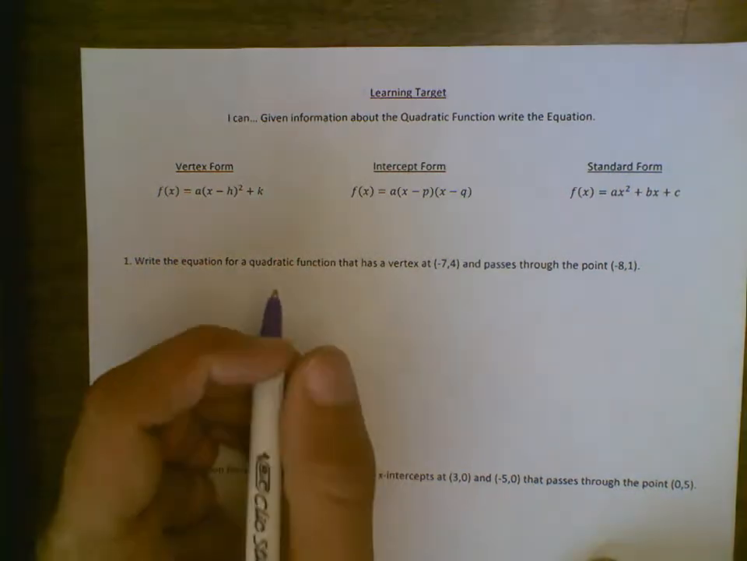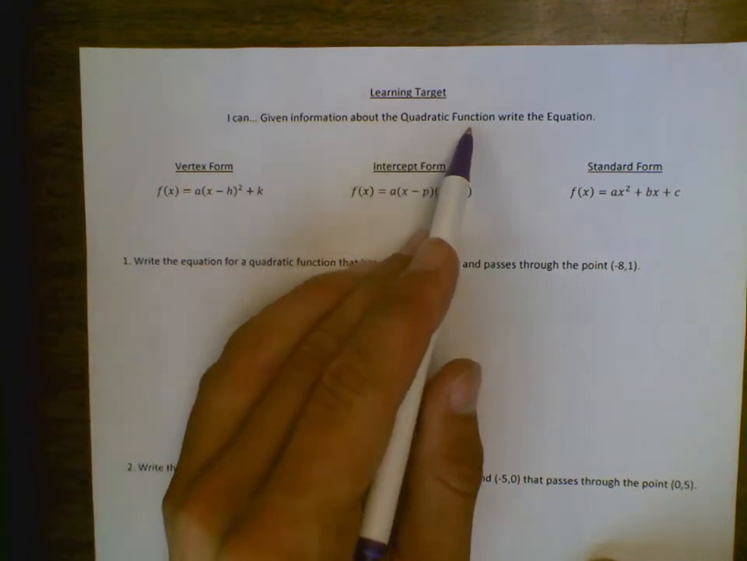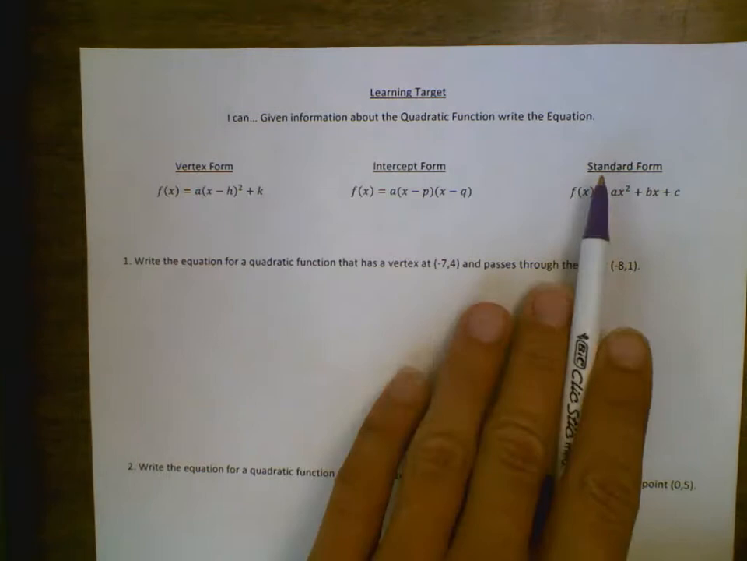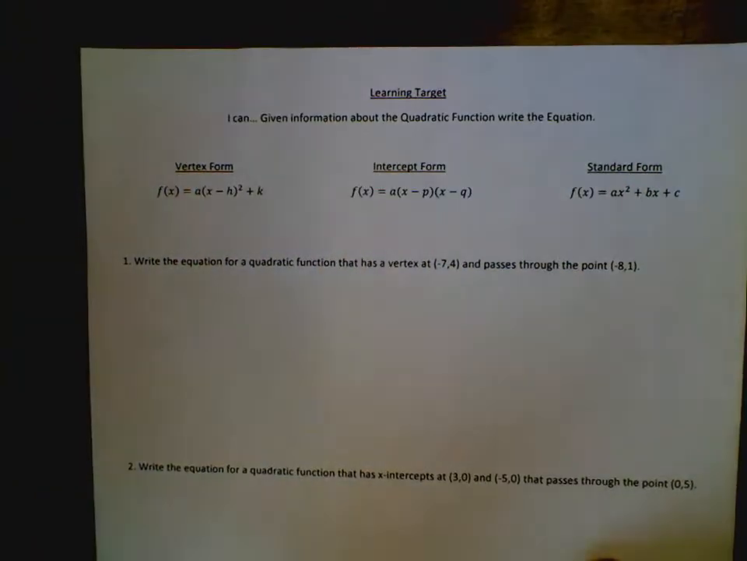In this video, we're going to look at the learning target: I can, given information about a quadratic function, write the equation. So remember, we have three forms that we can write a quadratic function in, and we're going to know which form to use based on the information given to us.